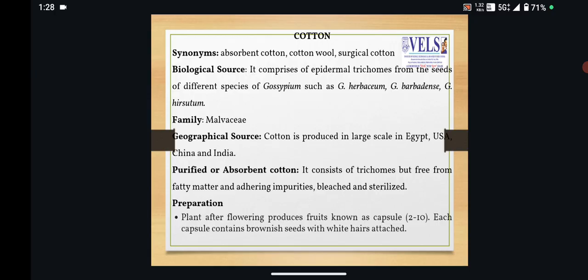Cotton is easily grown in warm regions like India and Egypt, and the medicinally used cotton is called absorbent cotton. It consists of the trichomes, but these are free from the fatty cuticle. The cuticle contains fatty substance. In absorbent cotton, the fatty substance is completely removed by alkali treatment, thereby it can absorb liquids. After that, it is bleached and sterilized.